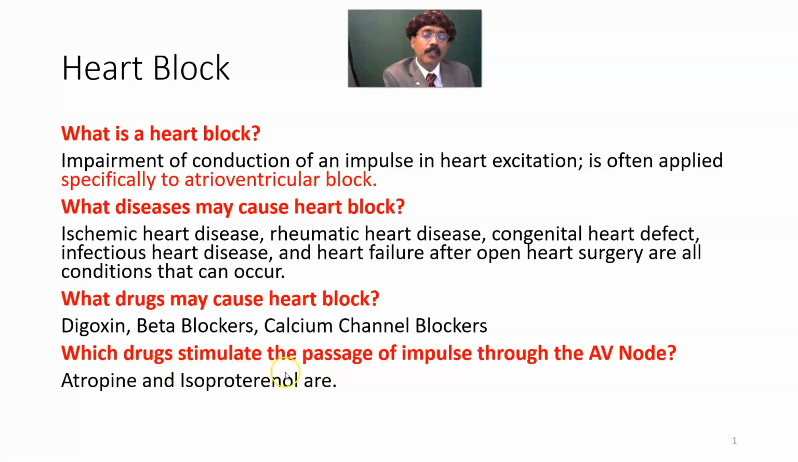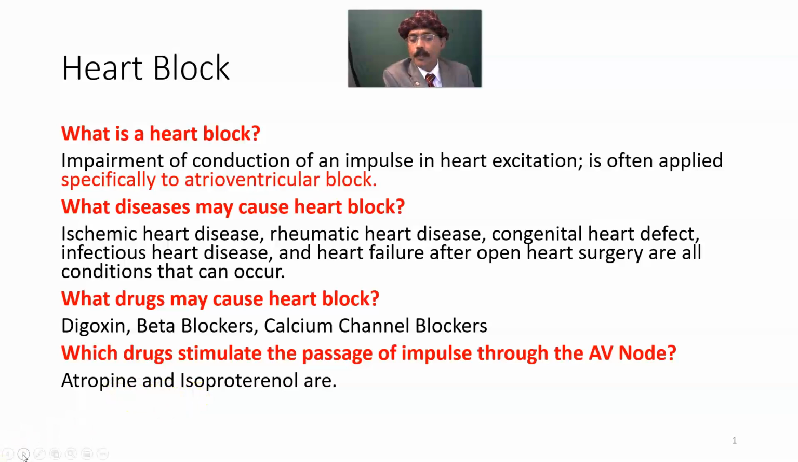What drugs stimulate the passage of impulse through the AV node that will actually help to overcome the heart block? These are atropine and isoproterenol. Okay, that will stimulate the passage of impulse. So this is the treatment in many cases for heart block.